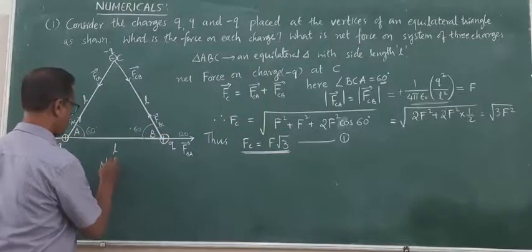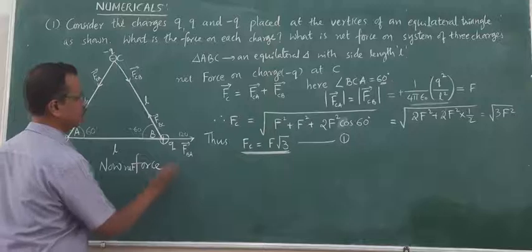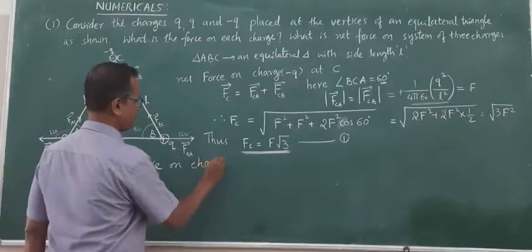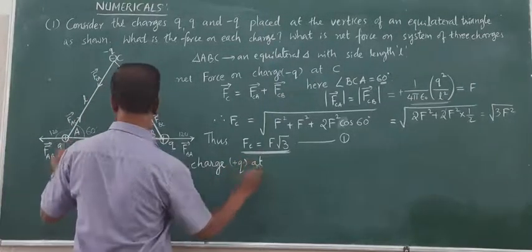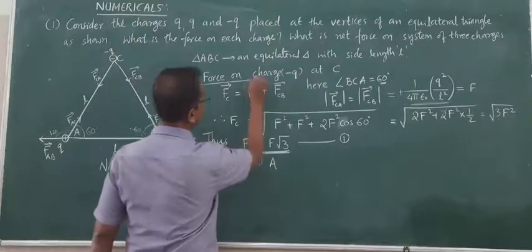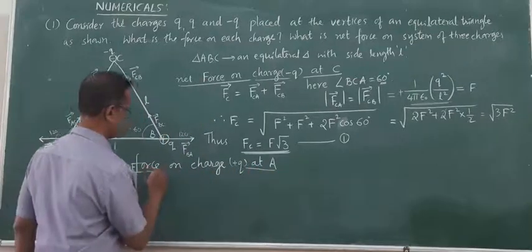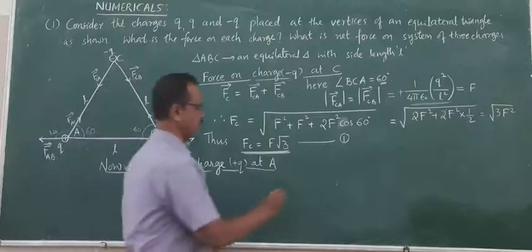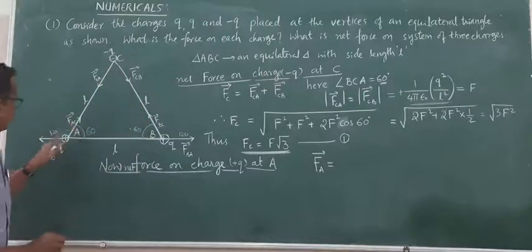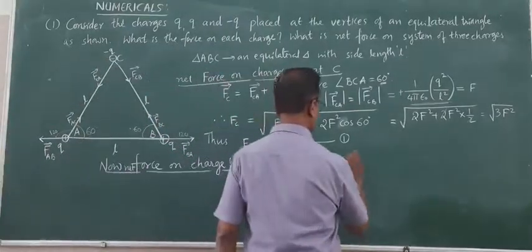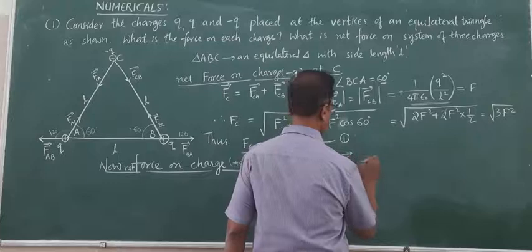Now, net force on charge plus Q at A. Here we had calculated for charge at C. Now we are calculating charge at A. FA vector is equal to, again we have to write FAB vector plus FAC vector.